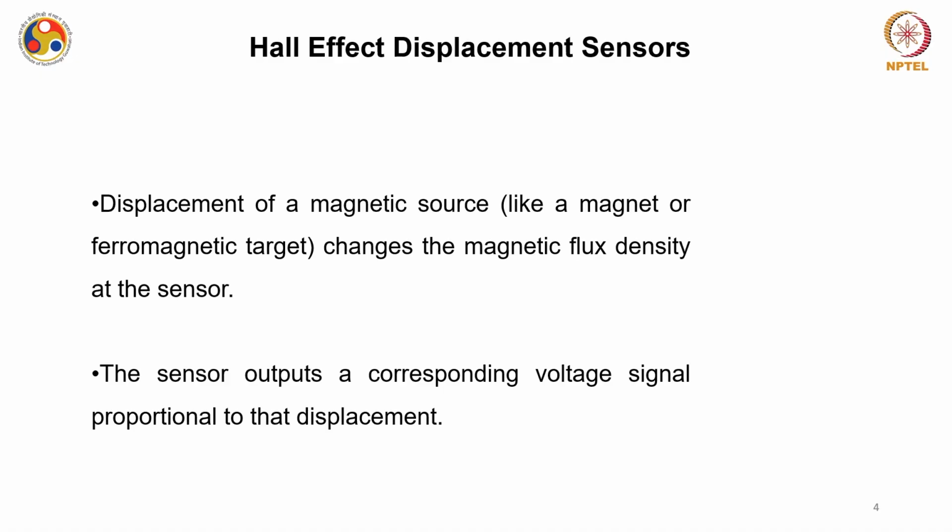The magnitude of this voltage is directly related to the strength of the magnetic field. And the strength of the magnetic field varies with displacement if the conductor or magnetic source in the vicinity is moving. Displacement of the magnetic source, mostly in the form of a magnet or some ferromagnetic material, changes the magnetic flux density at the sensor. The sensor outputs a corresponding voltage signal which is proportional to the displacement. So, this is the basic principle behind the Hall effect displacement sensor.